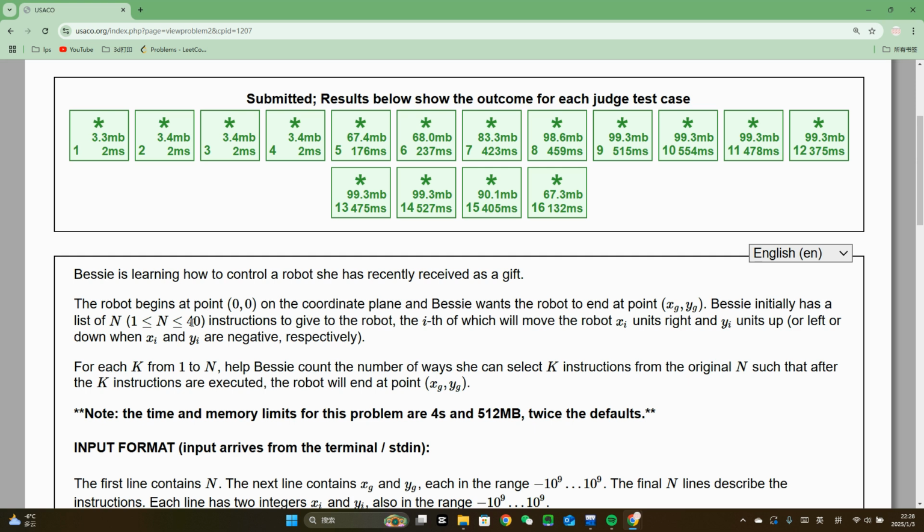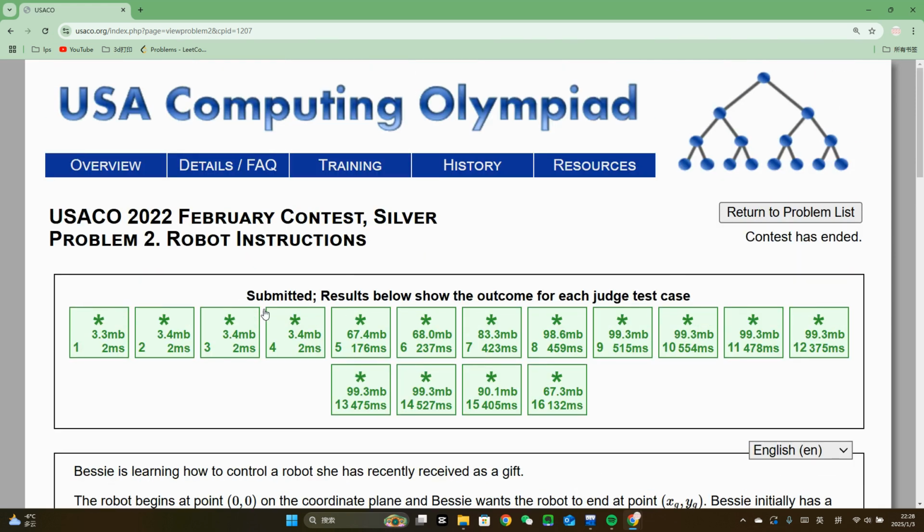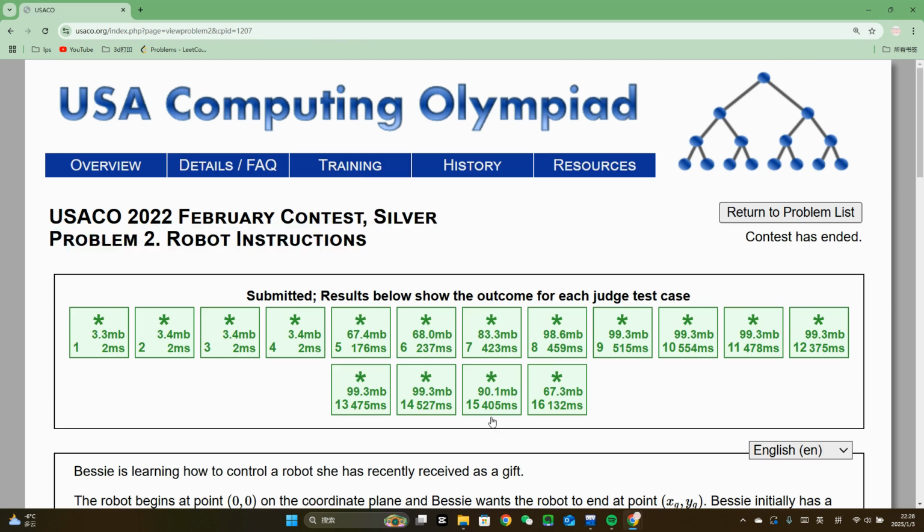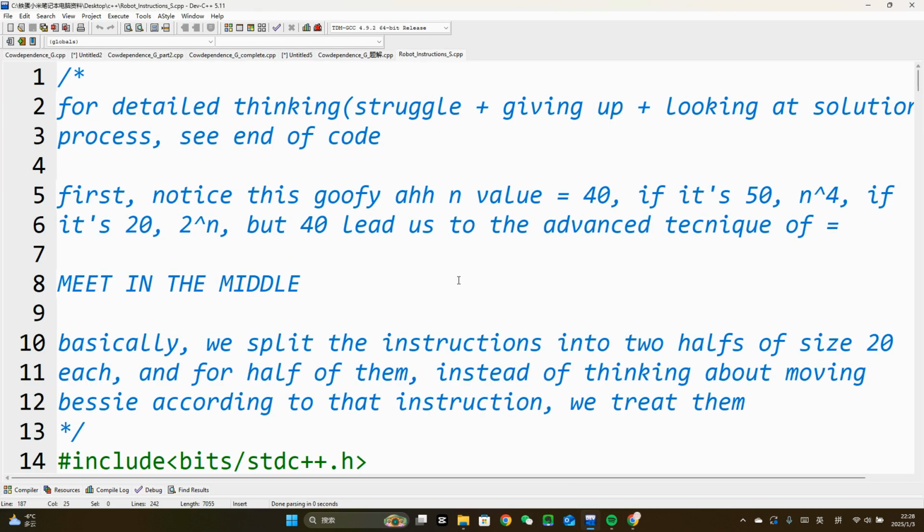But 40, well, this is actually the best part about this problem. I don't remember the last time that I saw a silver problem with a technique that I didn't know, and this was the first one. The technique is called meet in the middle. And it's actually quite smart, because with N being 40, notice that we can just divide it in half and then do the state compression technique, the 2 to the N. It's basically 2 to the N, but twice. But how do we do that?